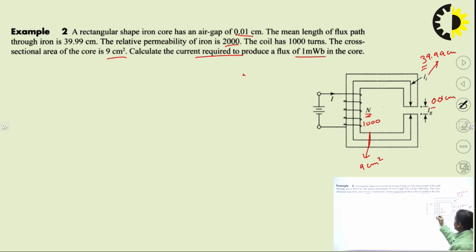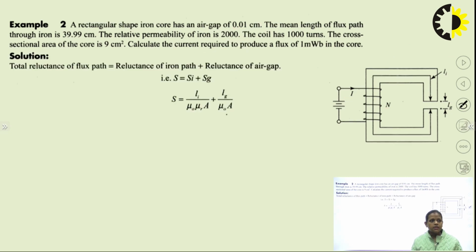So you have to find the current which is required to produce the flux. The flux is also given, which is 1 milliweber. So again the same relation will be used here. We know MMF is equal to flux into reluctance.